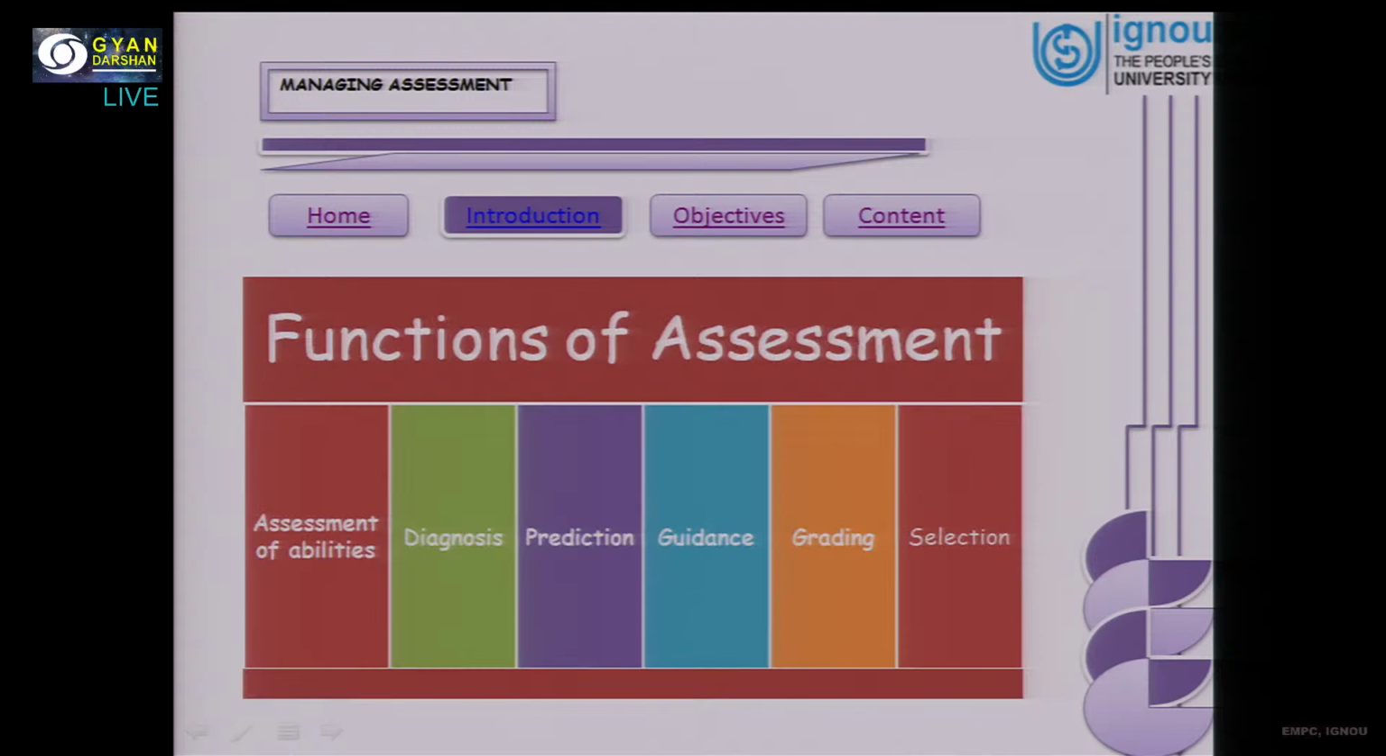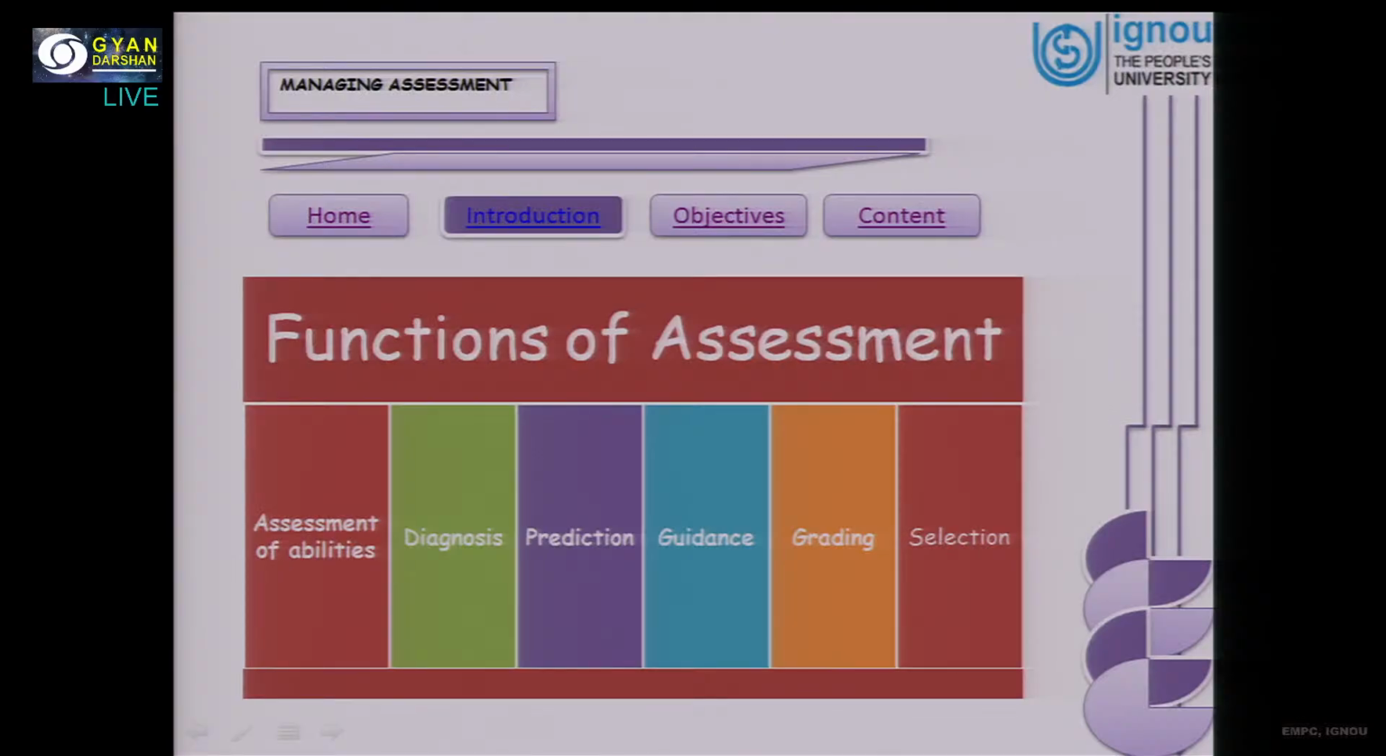Next, let us discuss the functions of assessment. When we look at the functions of assessment, we can see that the assessment of abilities is a function, then diagnosis, prediction, guidance, grading, and selection.